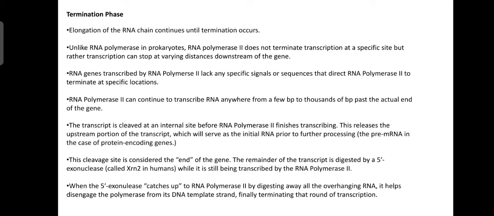Then it will catch up to RNA polymerase II by digesting away all the overhanging RNA after the cleavage. The remaining portion is called overhanging RNA. It will be digested. It helps disengage the polymerase from its DNA template, finally terminating the round of transcription. This way, RNA polymerase II terminates the transcription process. So I hope you understand the termination process.